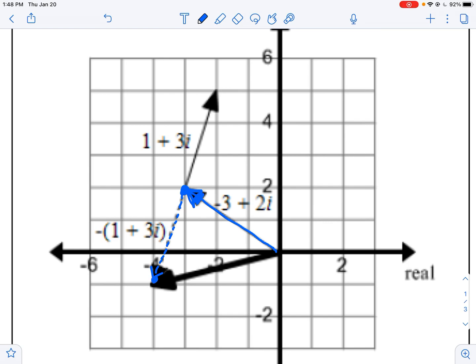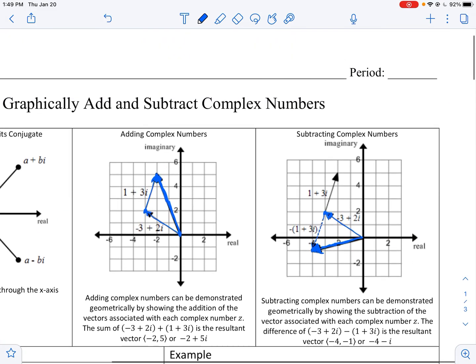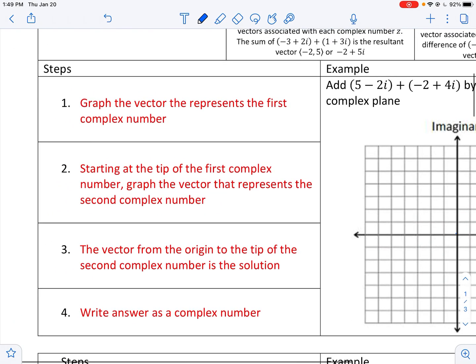When you get to that point, you're going to draw the vector from the origin to that point, and that end vector, the last one you draw, this big thick one, is the result. That's the answer to subtracting these two vectors. And that's pretty much it. That's what's going on.